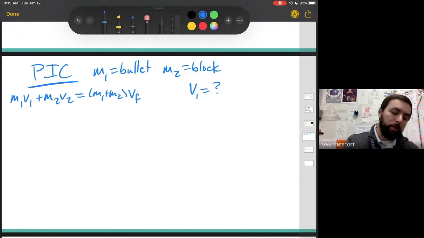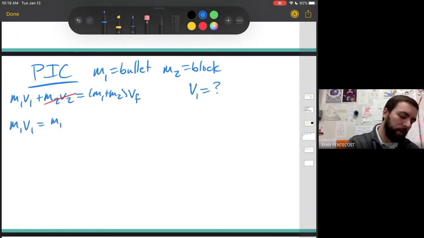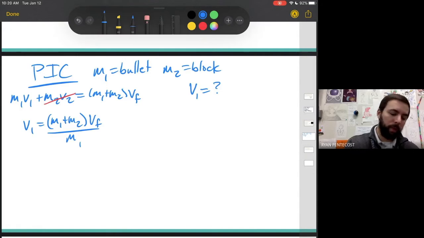So we do know that the block is sitting still, right? Because the velocity is 0, so we can get rid of that. So we end with m1 v1 equals m1 plus m2, all times V final. If we want v1, let's just divide all that by m1, and we'll get our answer, right?